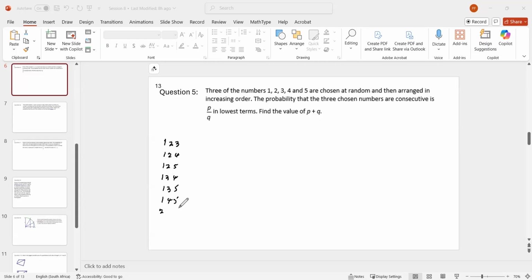Or you could start with 2. It's in increasing order. So you put 2, 3, 4, 2, 3, 5. You could have had 2, 4, 5. Right? And that takes care of all the 2s. Then starting with 3, there's only 1 which starts with 3 in increasing order. It's that. Okay, so the total number of possibilities is 1, 2, 3, 4, 5, 6, 7, 8, 9, 10. So there are 10 possibilities altogether.